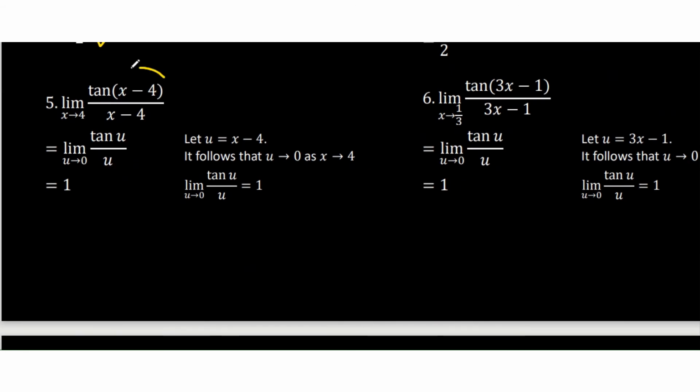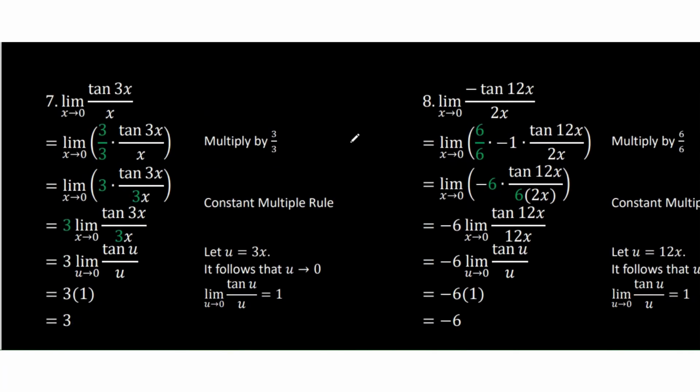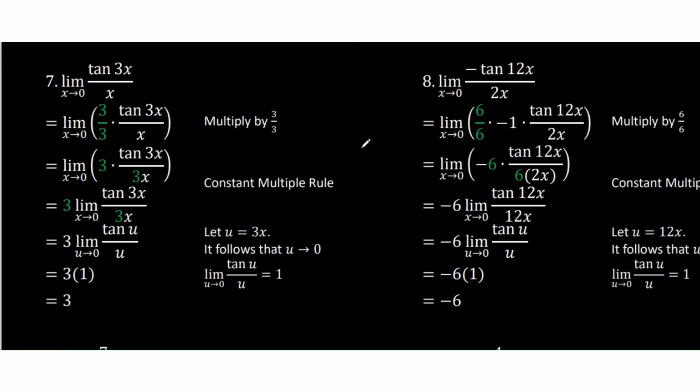On the fifth example, x minus 4 and x minus 4, they're already the same. That is simply equal to 1. And so with number 6, that is also 1. You see, if they are the same, the angle of the tangent and the expression on the denominator are the same, then they can just be written as 1.